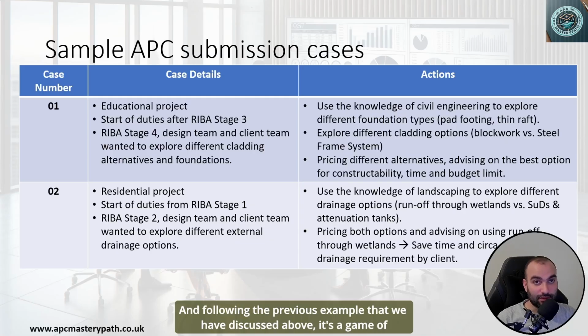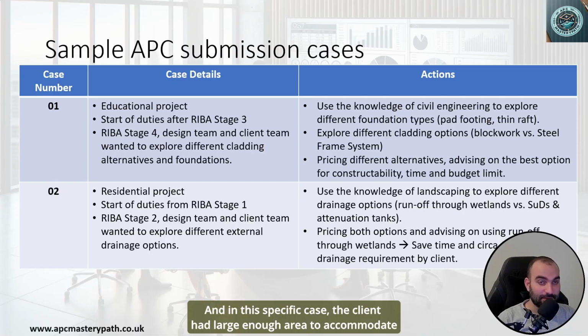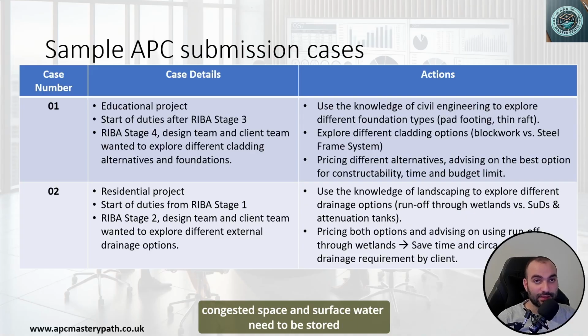And following the previous example that we have discussed above, it's a game of checking whether these options align with the client requirements, how constructible these options are, and what is going to be the time and cost impact of these options. And in this specific case, the client had a large enough area to accommodate wetlands, because attenuation tanks could be used when there is a congested space and surface water needs to be stored for some time before being released to water courses. And that saved time and money to the client, and the client is happy.